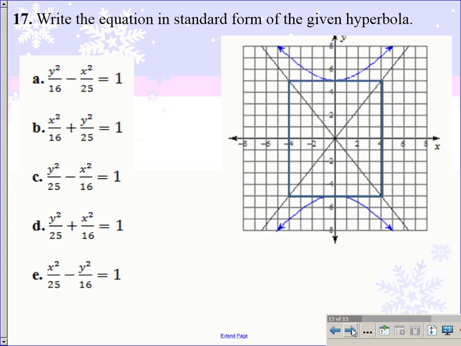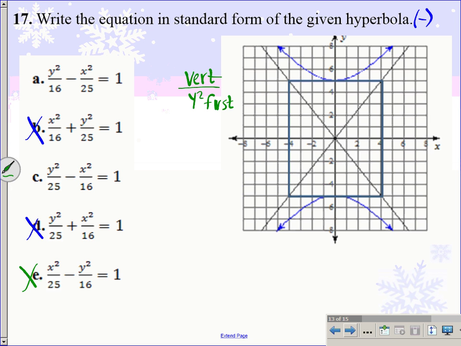Number 13 says write the equation of the given hyperbola. Well, first of all, we know that hyperbolas have the minus sign in between the x squared and the y squared. So that means I'm going to eliminate b and d. The next thing I can tell is that this thing is vertical. It opens up and down. So that means my y squared should come first. So that means I'm going to eliminate e.